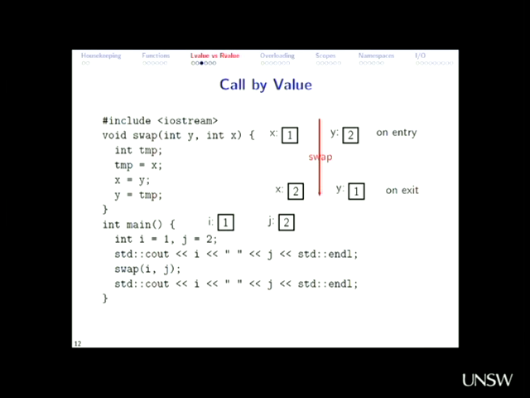So again, just for the sake of pushing this example further, here's this code again. X is 1, Y is 2 on entry. They get swapped inside this function called swap correctly, but outside of it they stay being 1 and 2.